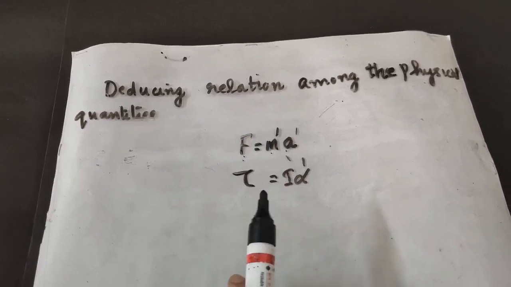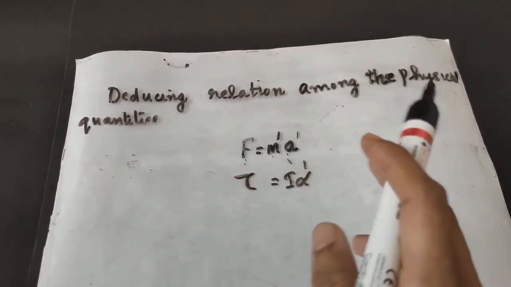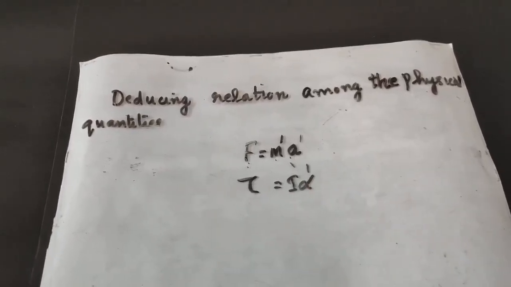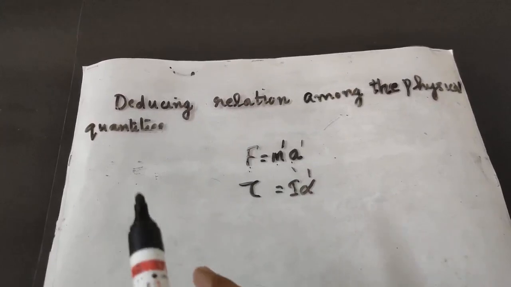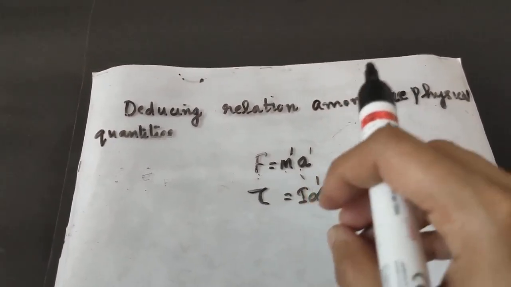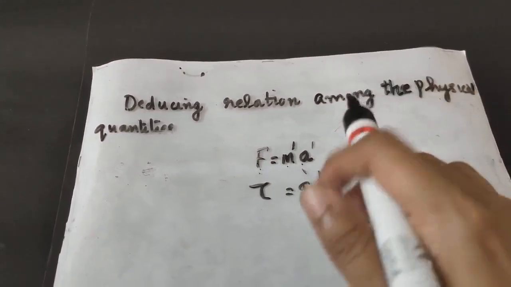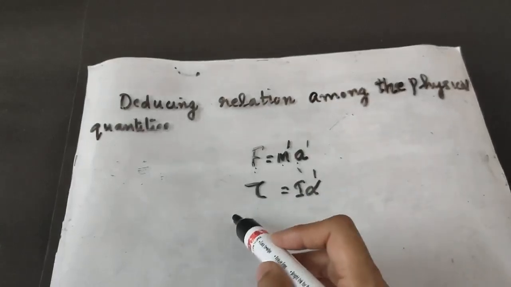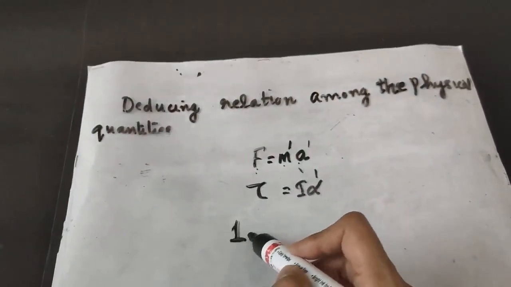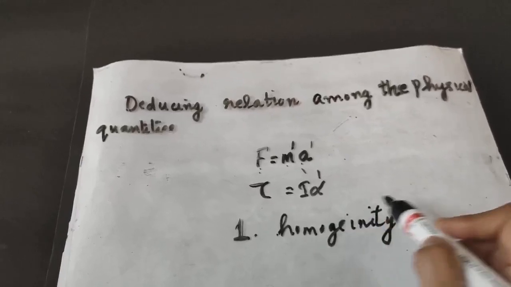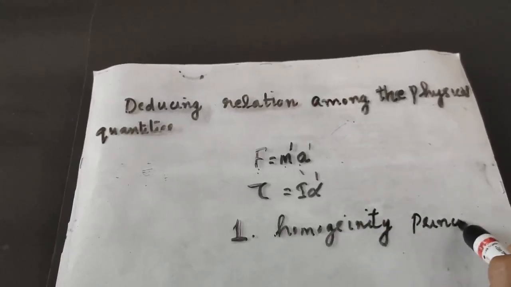So to deduce a relation among different physical quantities, we are using this homogeneity principle. Let us discuss it in detail. For that, we have to keep some points in our mind. This is the first point: to deduce a relationship, we are going to use the homogeneity principle.